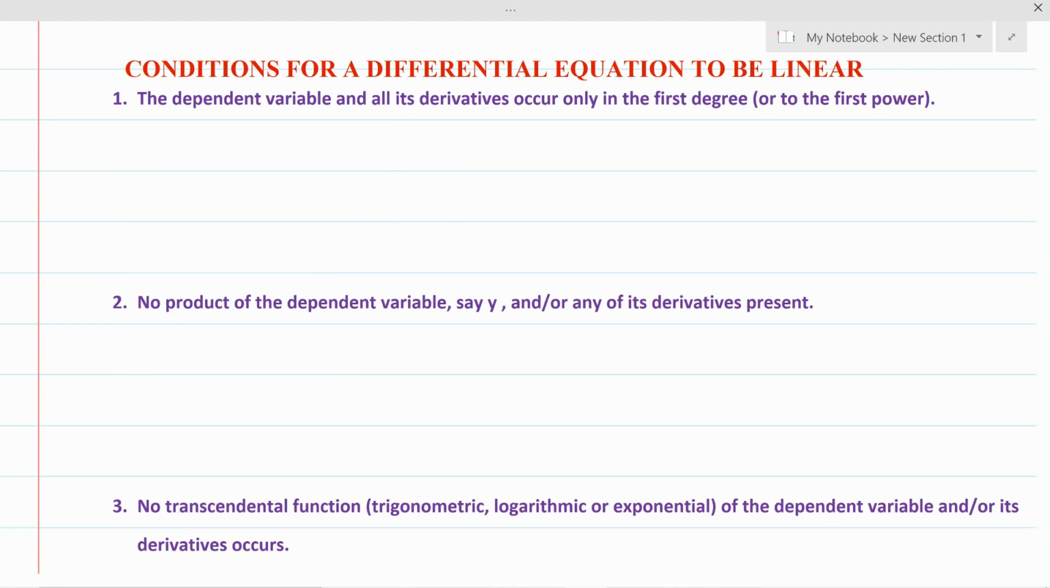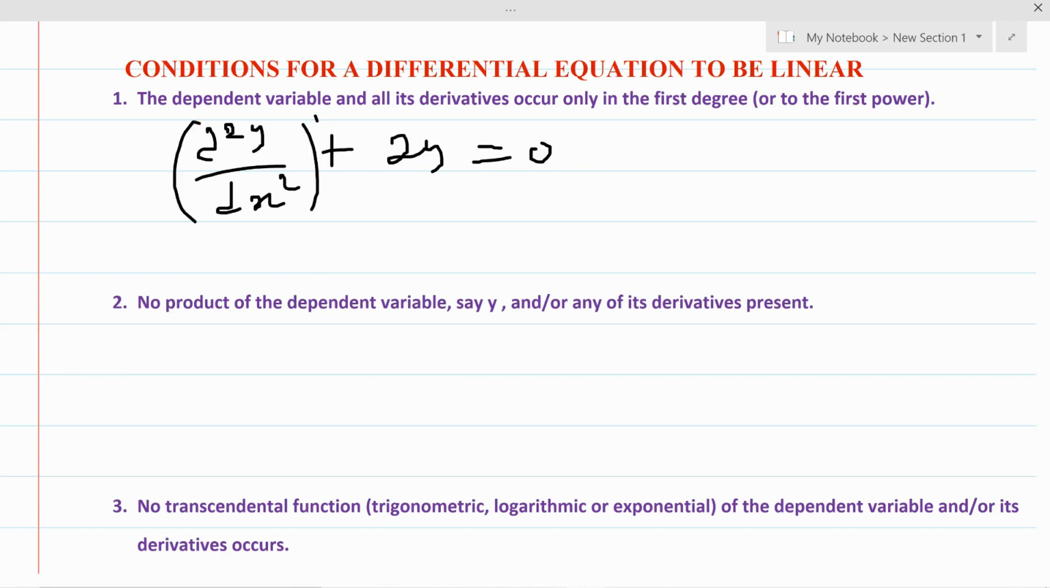So something like d squared y over dx squared plus, let's say, 2y equals 0, means that the power of this whole thing is 1. We said the power of the highest derivative, d squared y over dx squared, is 1. If the power is 1, or if it is of the first degree, then this differential equation is linear. Okay, that is the first condition.